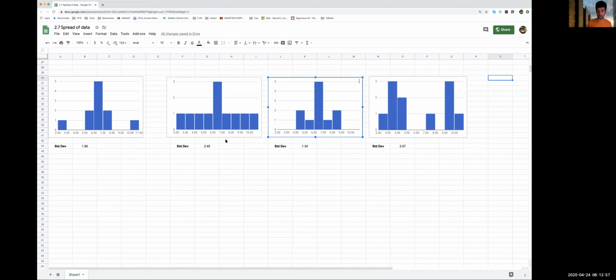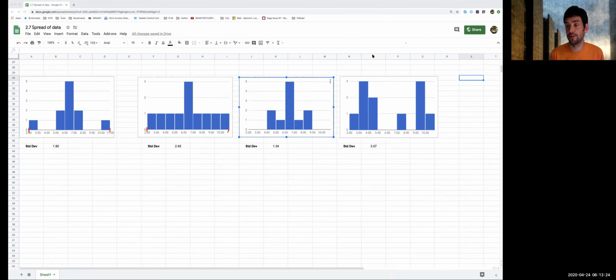We also might notice that some of this data has the same range, meaning the difference between the highest and the lowest, right? This data here goes from 2 up to 11. This data as well goes from 2 up to 11. So if we just look at how far the top and the bottom are, which is one way to measure how spread out it is, these seem the same.